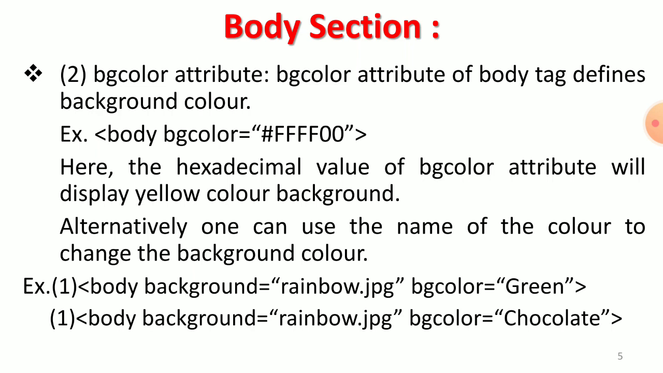And then next, the bgcolor attribute. The bgcolor attribute of the body tag defines the background color. Example, body bgcolor equals hash sign, 4 times F and 2 times 0. Here the example is a hexadecimal value of the bgcolor attribute, which will display a yellow color background.